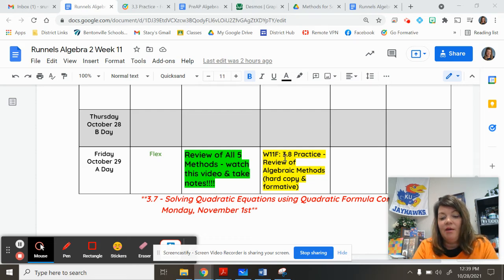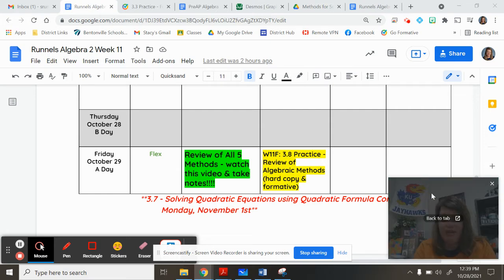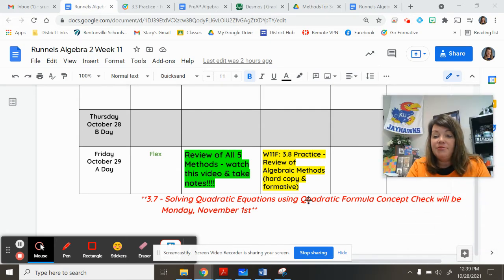And then the substitute has a worksheet that after you complete this note sheet that we're going to do together, they'll give you this worksheet. It is also in Go Formative, so you can type in your answers and see if you're getting right or wrong answers.